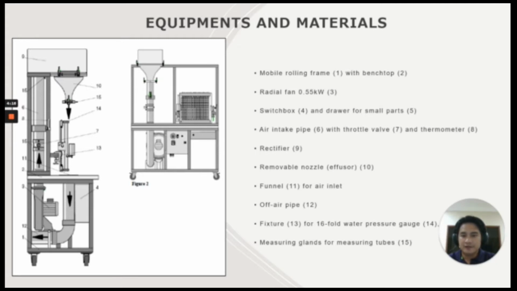Number 11, funnel for air inlet, and for number 12, air outlet pipe, and number 13, fixture for 16-tube water pressure gauge, and number 15, measurement glands for measuring tubes.